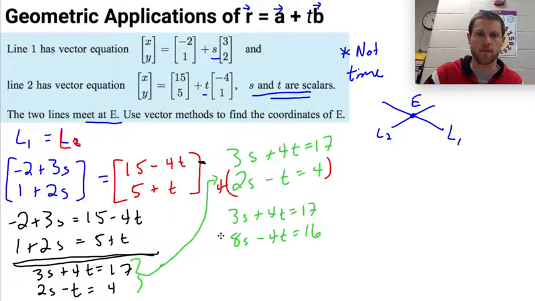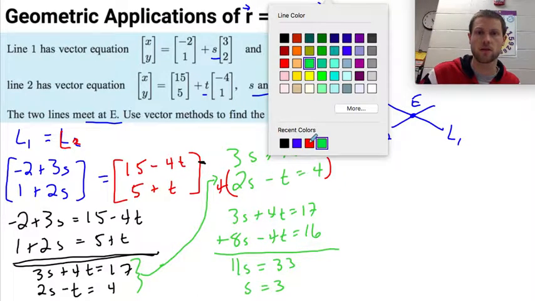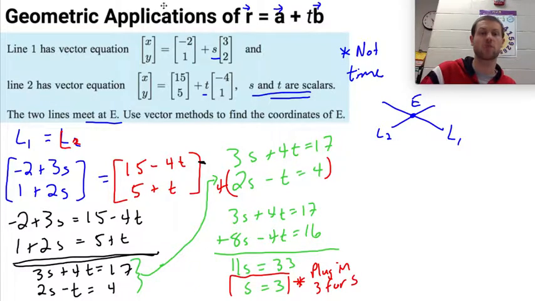All right, now I add these up. The t's will cancel, and I get 11s equals 33, and that's convenient because s then will equal 3. Hooray! Well, what did we just find? What we found is the scalar value of s in my line 1 equation. Notice that I found s, I didn't find t. So I'm finding the scalar value of s where this line intersects the other line. So I'm going to plug in 3 for s to actually find that position vector, which will get me the actual coordinate for E.